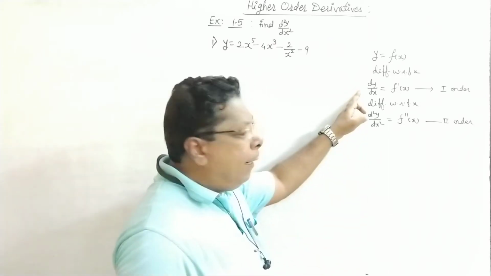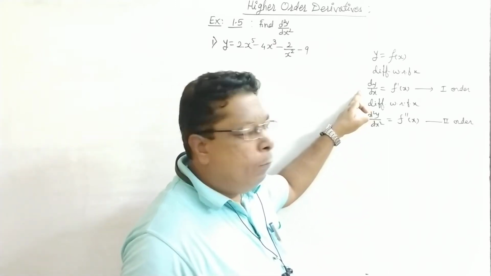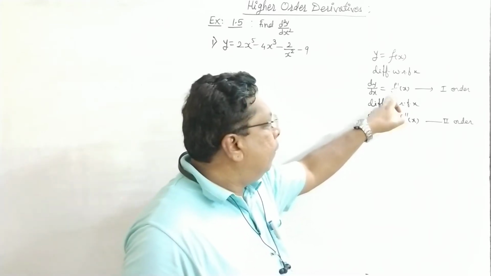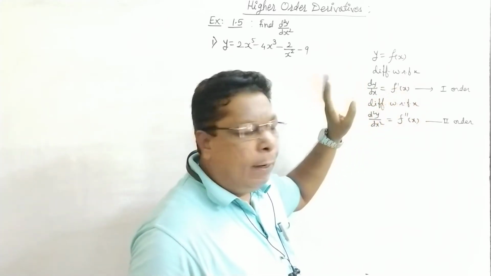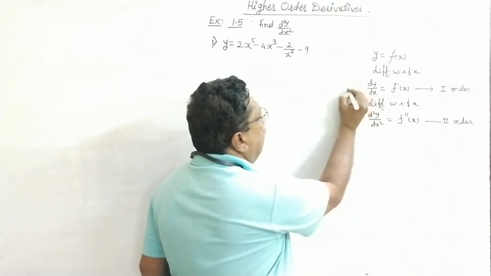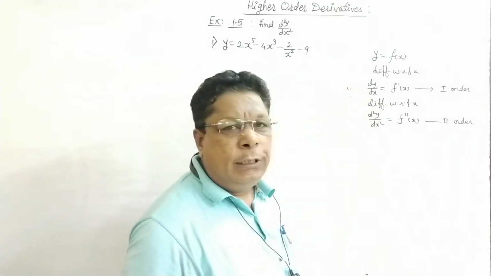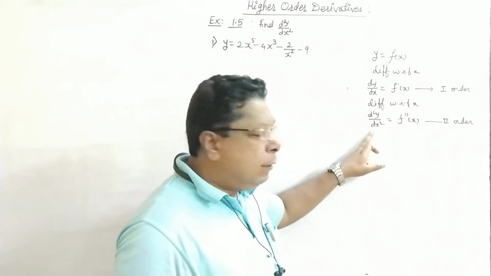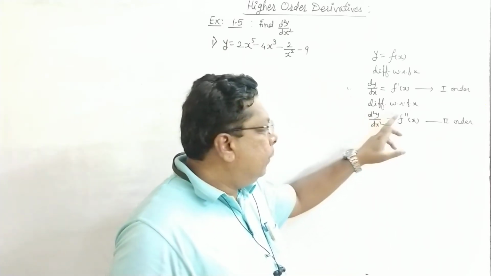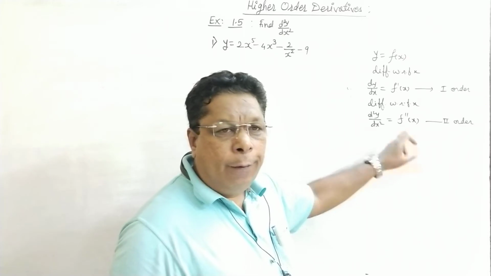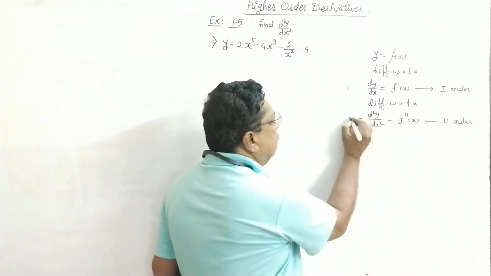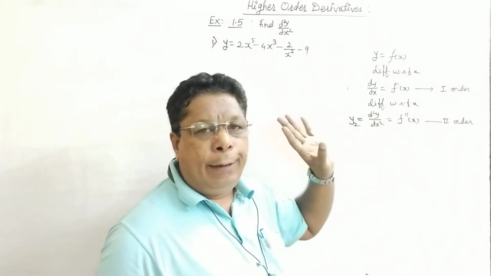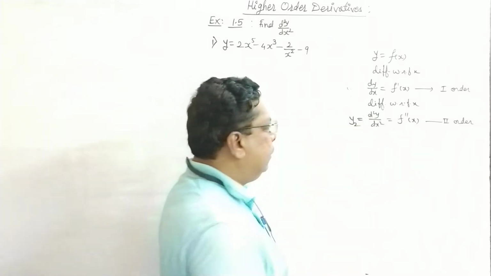Now dy by dx means first order derivative of y with respect to x. The meaning of f dash x is also the first order derivative of y with respect to x. This is also denoted as y1. d square y by dx square means second order derivative of y with respect to x. This is also denoted as y2.